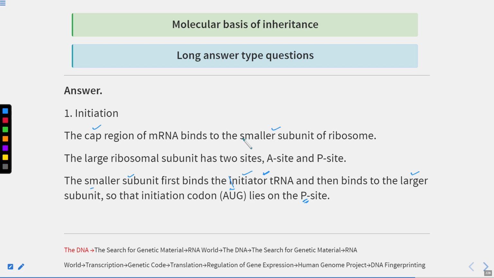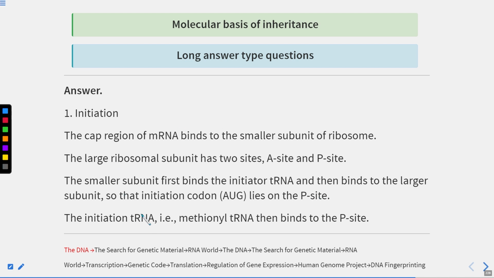So the initiation complex consists of what? It consists of the smaller subunit of the ribosome, the initiation transfer RNA, and the larger subunit of the ribosome also. So it is made up of three things: the smaller subunit of the ribosome, the larger subunit of the ribosome, and the initiation transfer RNA. And this complex is arranged in such a way that the initiation codon lies in the P site. I've already told you the larger ribosomal subunit consists of the A site and the P site. So initially AUG is present in the P site.